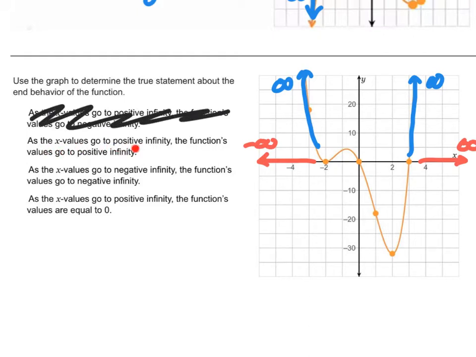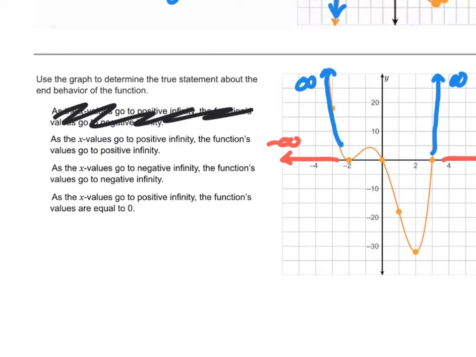Okay, as the x values go to positive infinity, the function values go to positive infinity. And that's true, okay? As x gets big, the y values get big. So that's true, okay? So let me write that here. Okay, the next one says as the x values go to negative infinity, the function values, the y values, go to negative infinity, and that is false, okay?